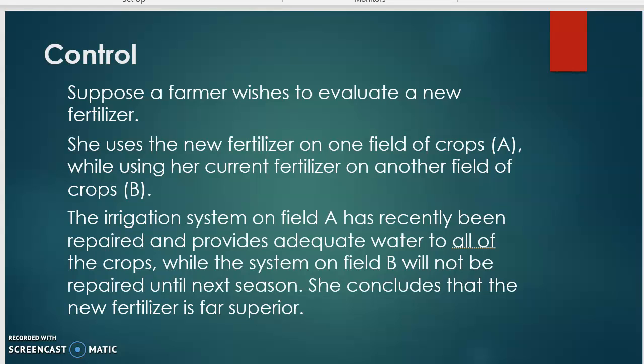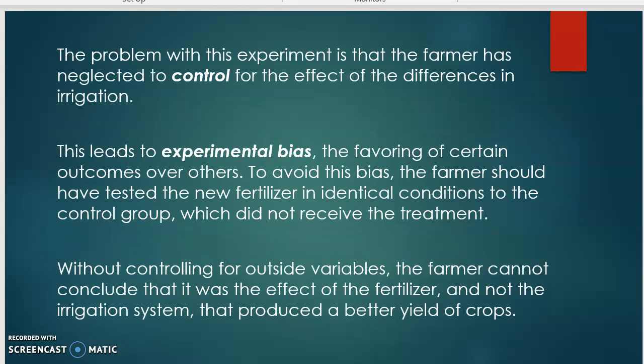Suppose a farmer wishes to evaluate a new fertilizer. She uses the new fertilizer on one field of crops, A, while using her current fertilizer on another field of crops, B. The irrigation system on field A has recently been repaired and provides adequate water to all the crops, while the system on field B will not be repaired until next season. She concludes that the new fertilizer is far superior. Well, her results are not going to be trustworthy because there's a different factor that she's not taking into account, which is the irrigation system.